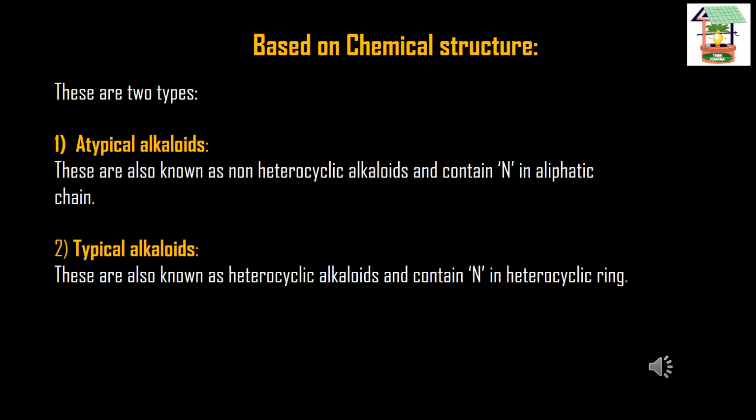And the second type is typical alkaloids. These are also known as heterocyclic alkaloids and contain N in the heterocyclic ring. So the first one is atypical alkaloids, which are non-heterocyclic alkaloids and contain N in the aliphatic chain. Okay, in the ring system N will not be there. Only in the aliphatic system N will be there in atypical alkaloids. But in typical alkaloids, the heterocyclic alkaloids, the heterocyclic ring contains N in the structure.